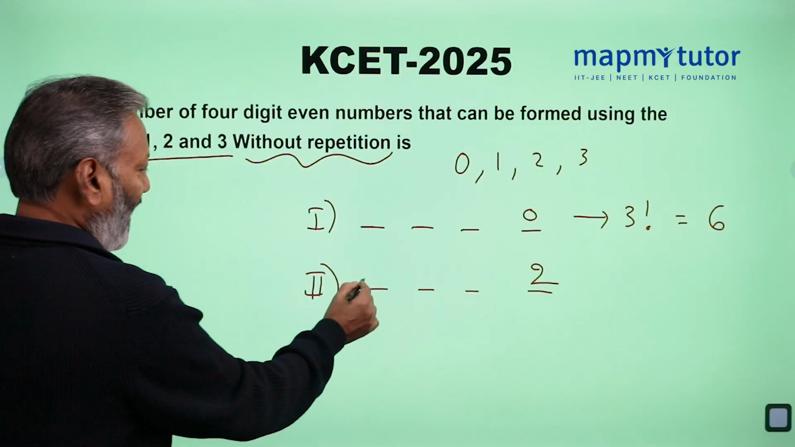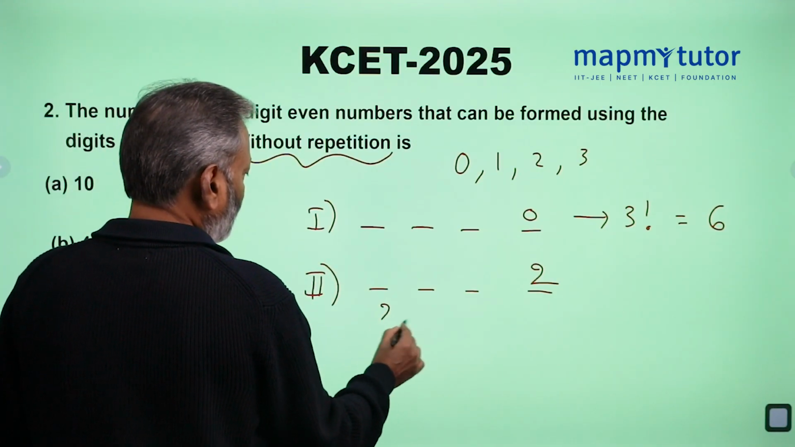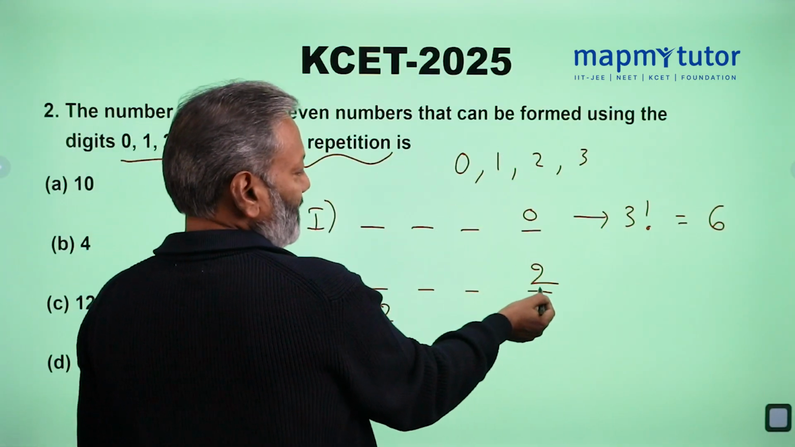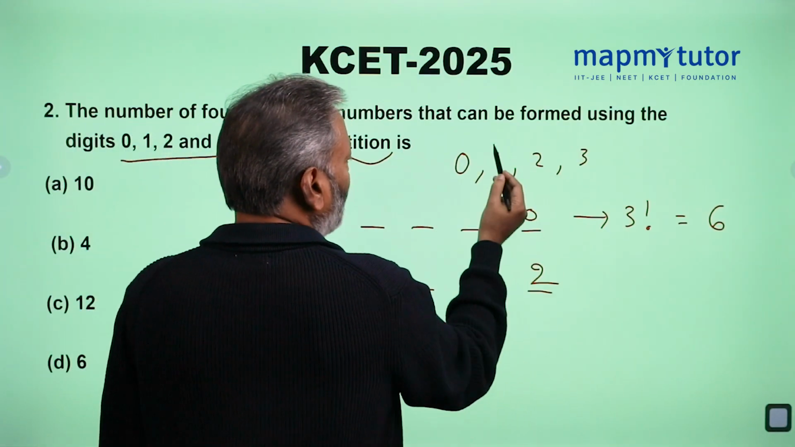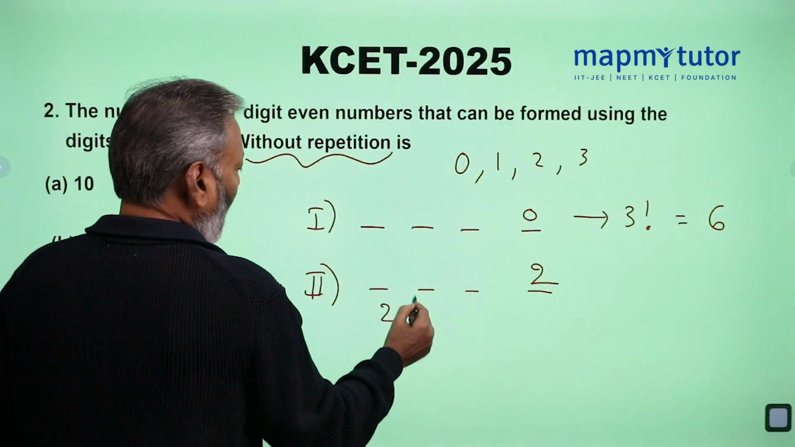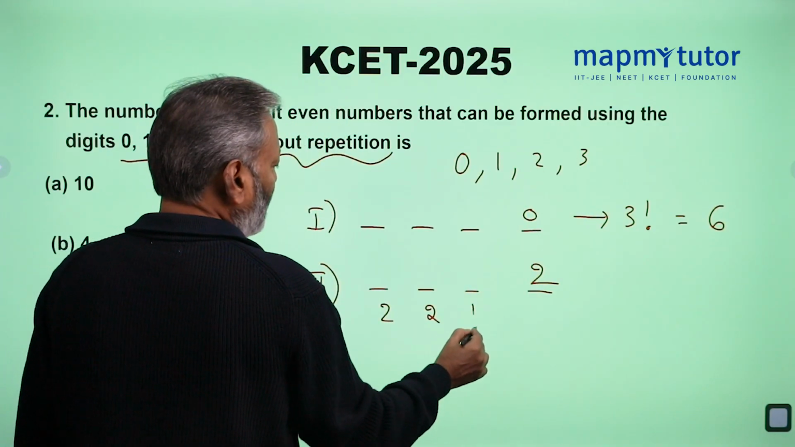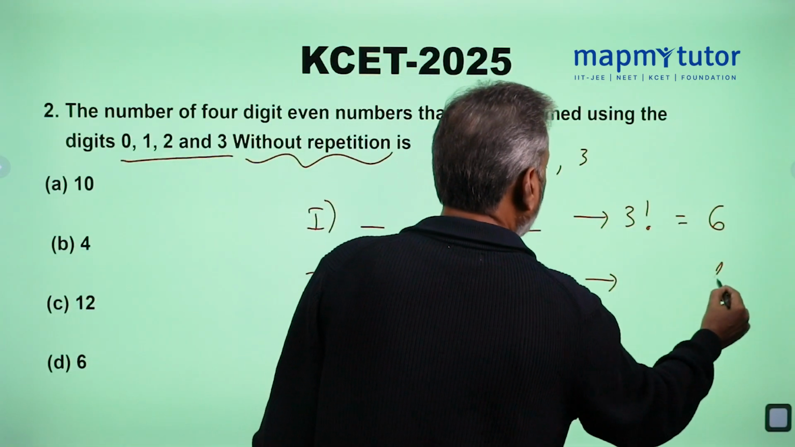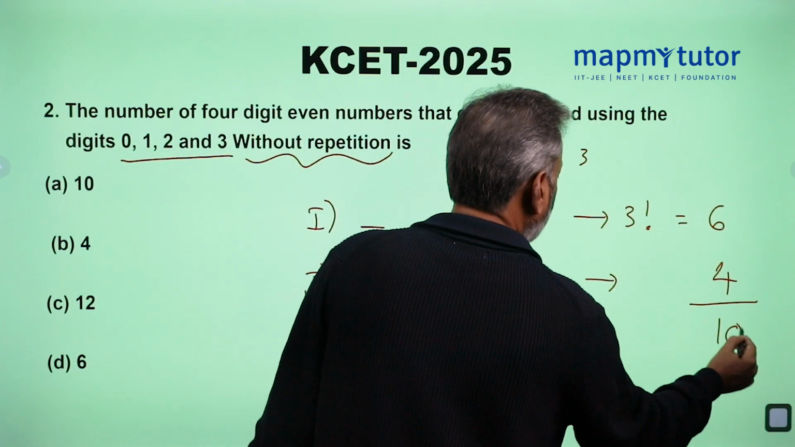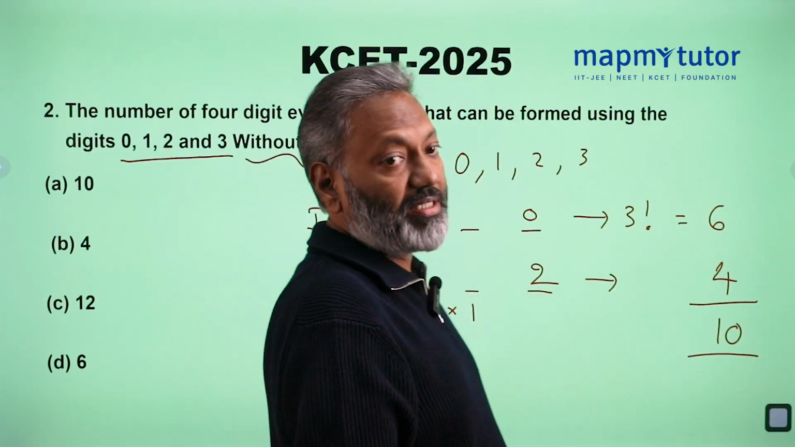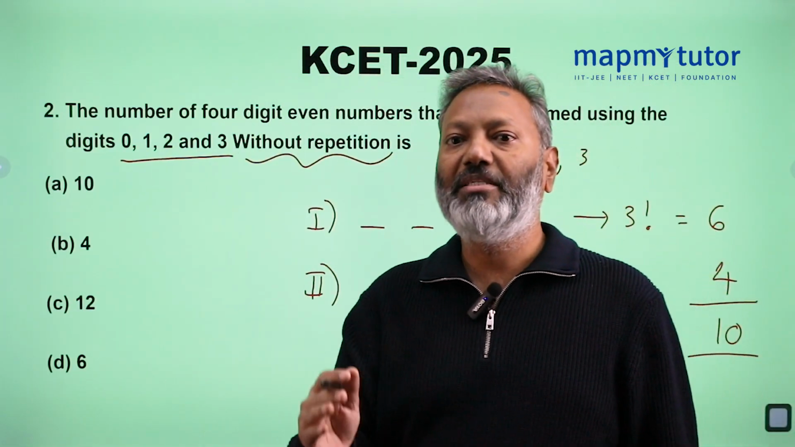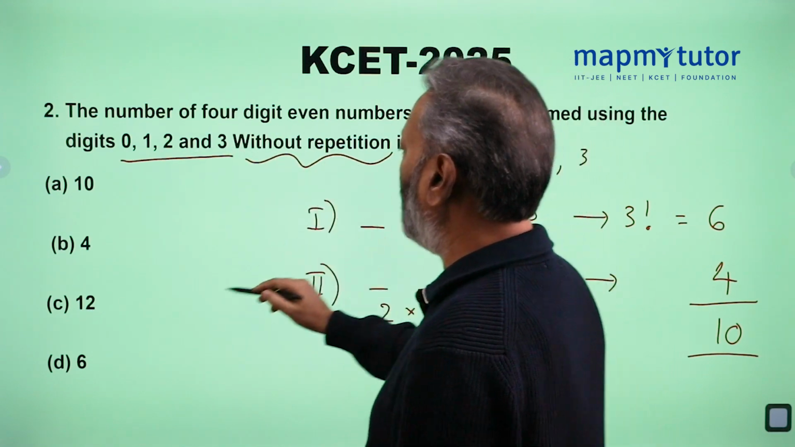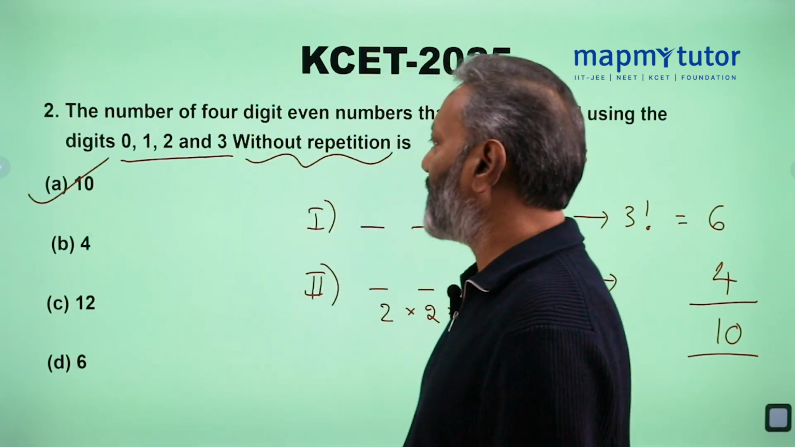And therefore, I can fill this digit in 2 ways. I can't fill it in 3 ways, I can't use 0, and 2 is already used in the units place. That's why I can use either 1 or 3. The second position, 2 ways, and the third position, 1. The total is 2 into 2 into 1, that is 4 ways. And hence the total is 10. So how many 4-digit numbers are formed? 10 four-digit numbers I can form using the digits 0, 1, 2, 3 without repetition. Yes, option A is correct.